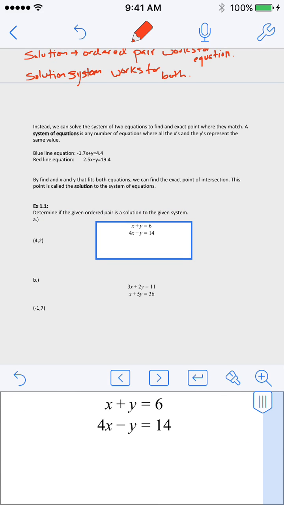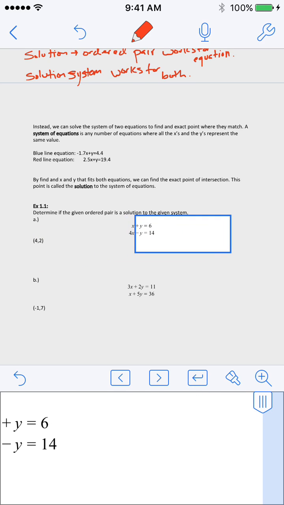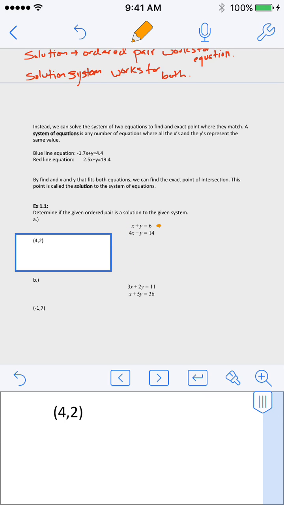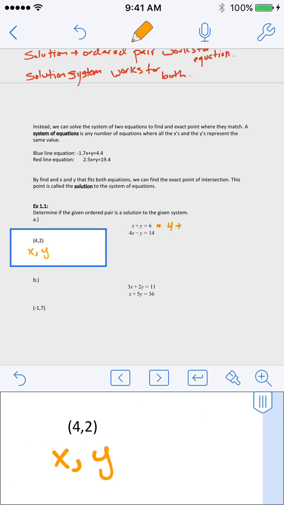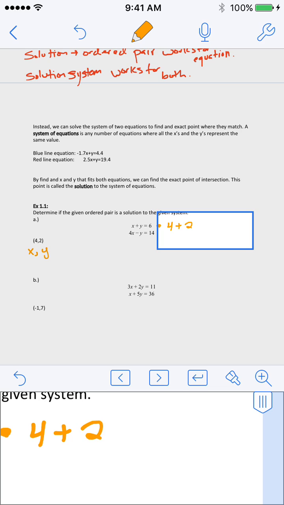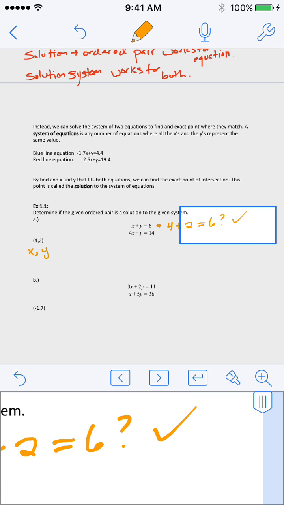Okay, so maybe we had a chance to discuss it, but an ordered pair, in order for it to be a solution, must actually work for both equations, right? So what we would do is take this and plug it in. Let's go ahead and do that. So we have this first equation, x plus y equals 6. So I'll take this ordered pair, this x comma y, and plug it in. 4 for x and 2 for y. Does that actually equal 6 like it's supposed to? Yes, it does. Check.